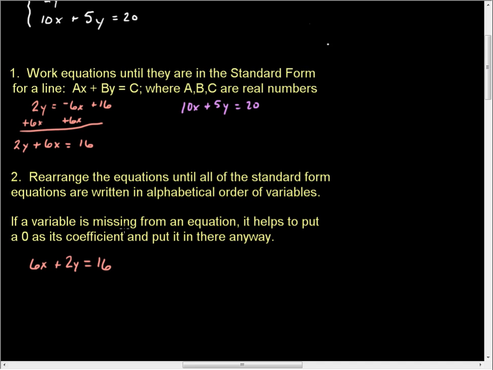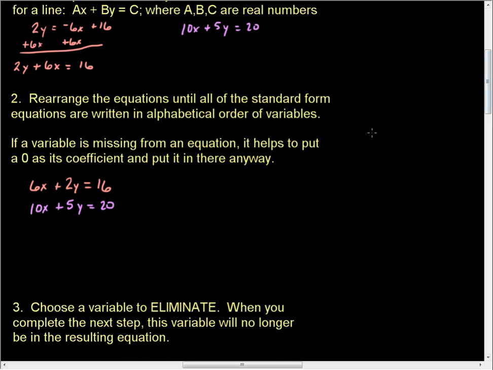If a variable is missing from an equation, it helps to put a zero as the coefficient and put it in there anyway. This is especially true for three or more variables in three or more equations. It's not going to affect us in this one. And so I can bring down my 10x plus 5y is equal to 20. Now this next step I'm going to insert. It is not one of my hardcore steps, but I find it very helpful.